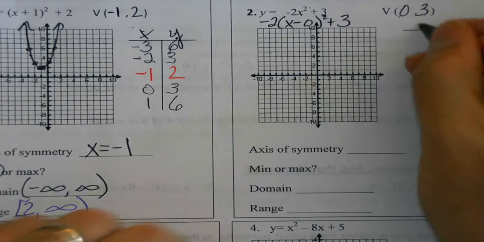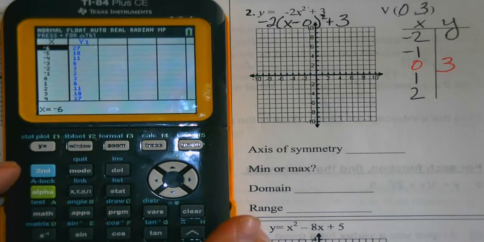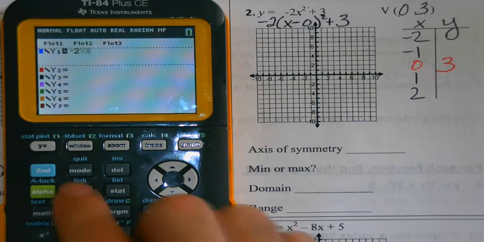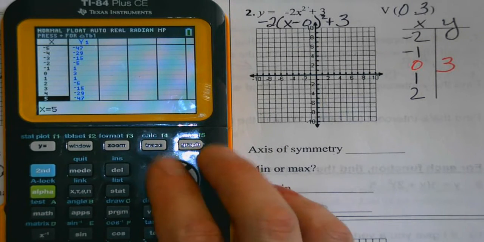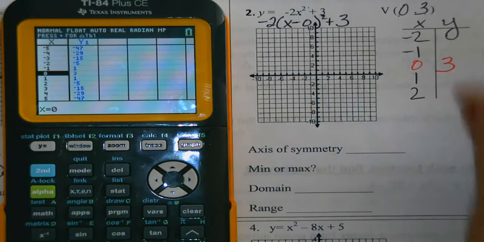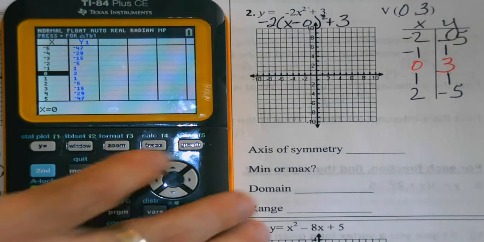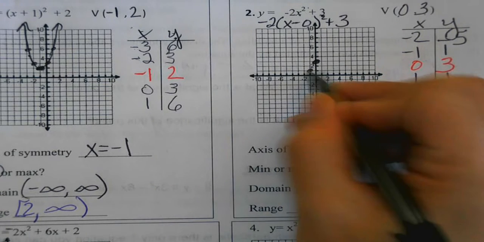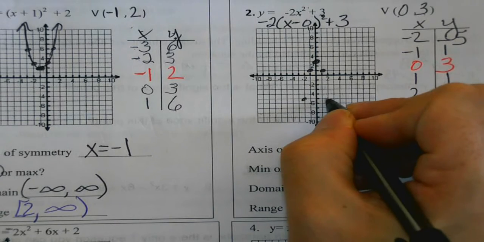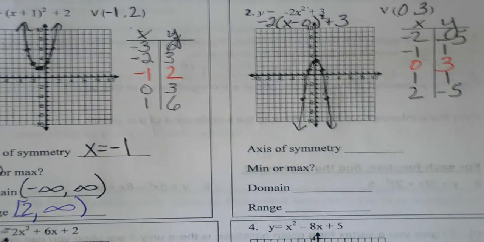So good, we can get that down there. So I could get my vertex into my chart. And just like before, I can plug the x values in, or I can just pull up my calculator. Go ahead, type in what I see. So the 2x squared plus 3. Look at my chart and get my vertex into the middle of the chart so I see symmetry. And once I see that I have symmetry, I can put the rest of the values in. So for these first few, that's basically all I'm going to need the calculator for. It's just that one little spot. And get that drawn in.